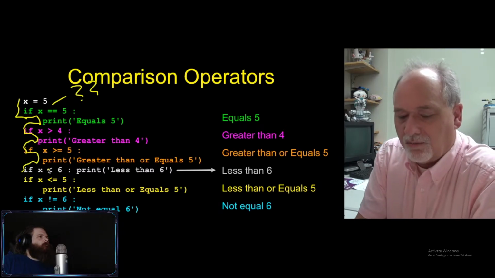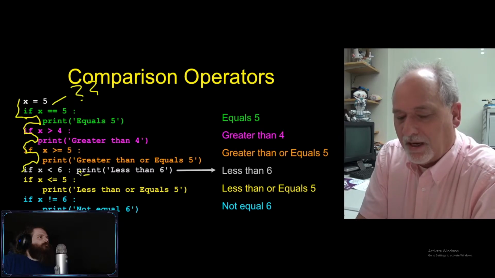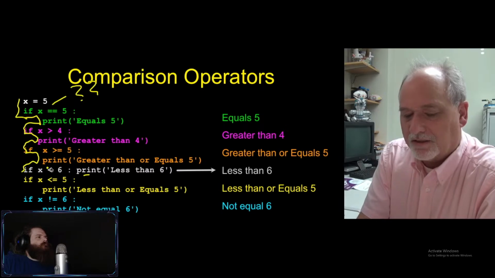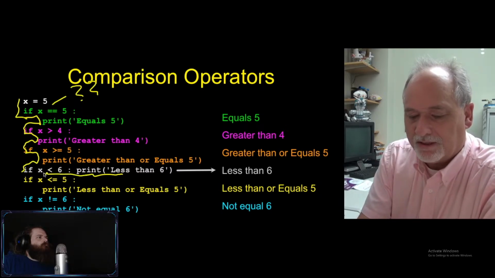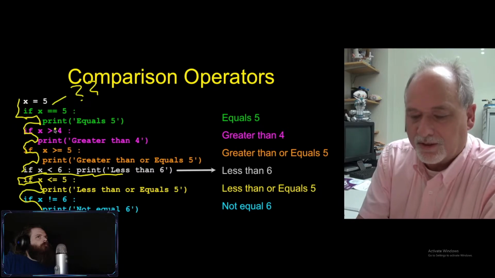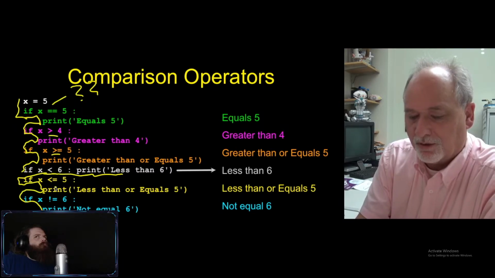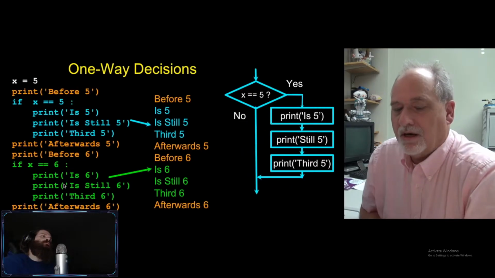Here's kind of a shorthand where if there's only one line in this block, you can pull it up right on the same line after the equals. If x is less than 6, which it is, true, execute that. Then if x is less than or equal to 5, do that. And if x is not equal to 6, do that. Like I said, all these questions have been carefully constructed so that they're true, just to show you the syntax of those comparison operators.